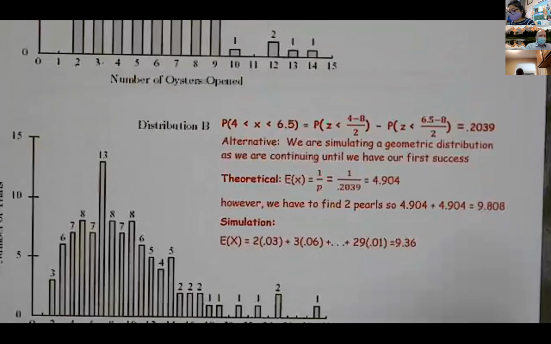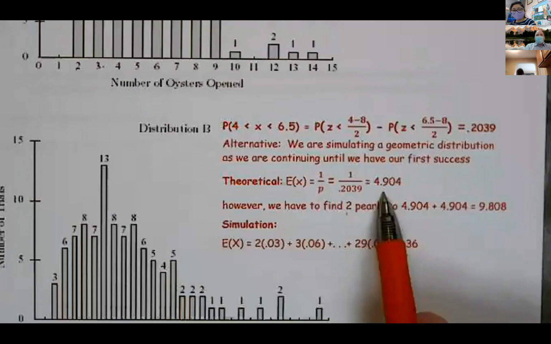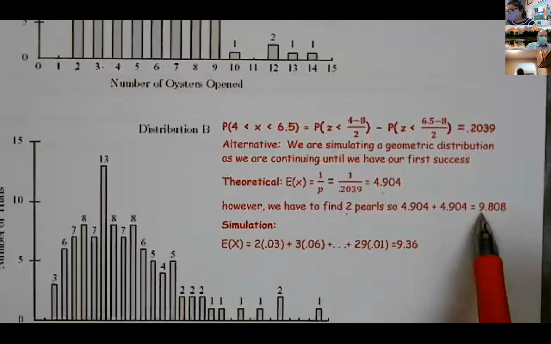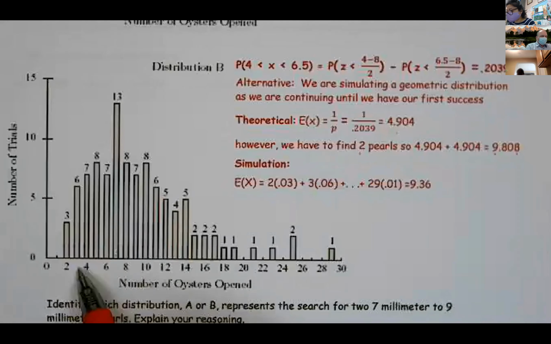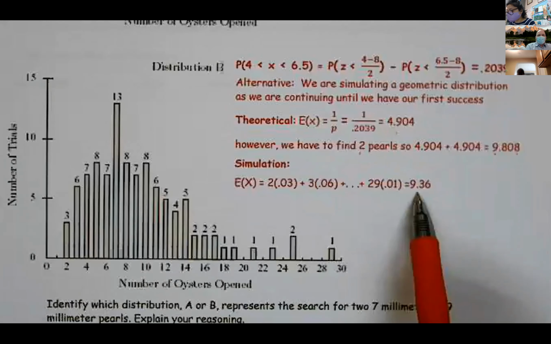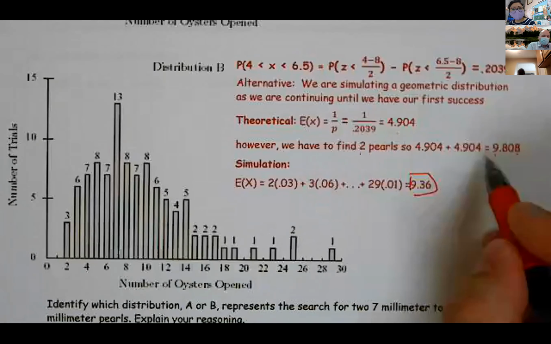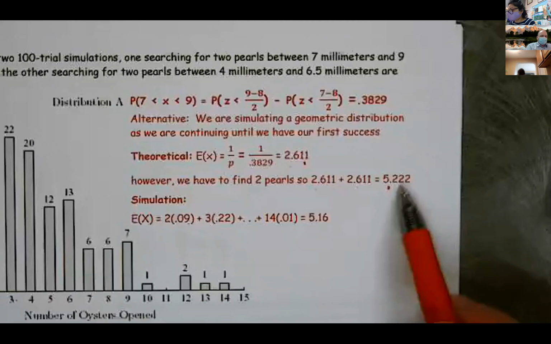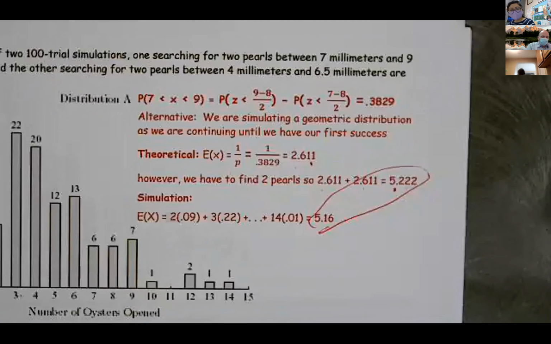Alternative, we calculated this probability already. The expected value is 1 over 0.2039. So to find one pearl, on average, we'd expect to have to open 4.9. Well, this would be 9.808. Well, when I did all of these, the 2 times the 0.03, 3 times 0.06, and did them all the way out to find two pearls based on the simulation was 9.36. My theoretical was 9.808. This was the theoretical. Up here, this was my theoretical, and this was my simulation. So clearly, those two are close together, and these two are close together.